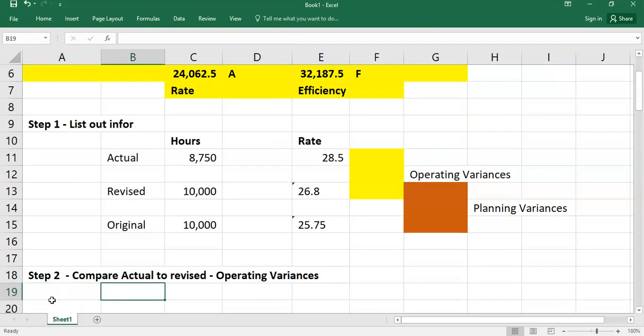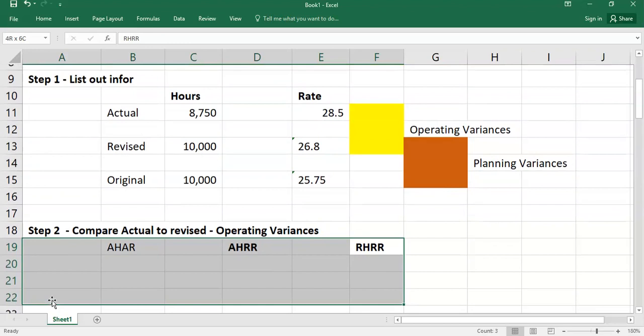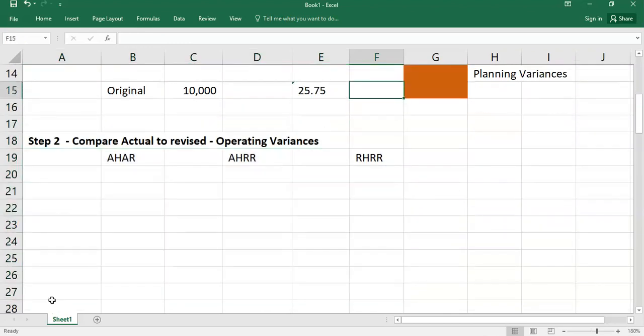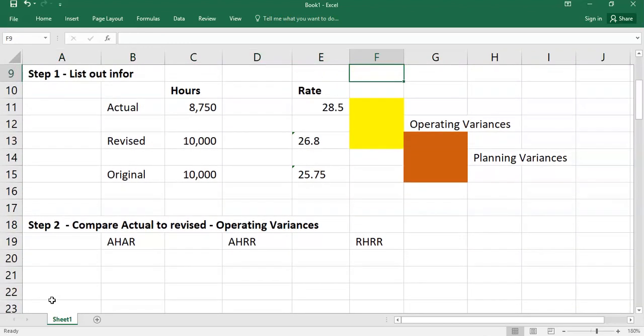Right. So all you do is your 3-column approach. Don't try and make complicated formula. Just do here actual hours, actual rate, actual hours, be careful, revised rate, revised hours, revised rate. So nothing more than that. You don't have to worry about complex formula, ex post or ante post you'll see in some solutions. Just treat it as the cap 1 question. Actual hours, actual rate, 8750 times 28.5. Actual hours, revised rate, 8750 times 26.8.